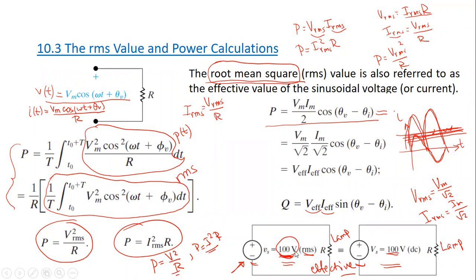But in an AC circuit, it will be 100 as the RMS value, which means that the peak of this sinusoid will be larger by a factor of square root of 2, and this is why Thomas Edison was not encouraging the use of this circuit.